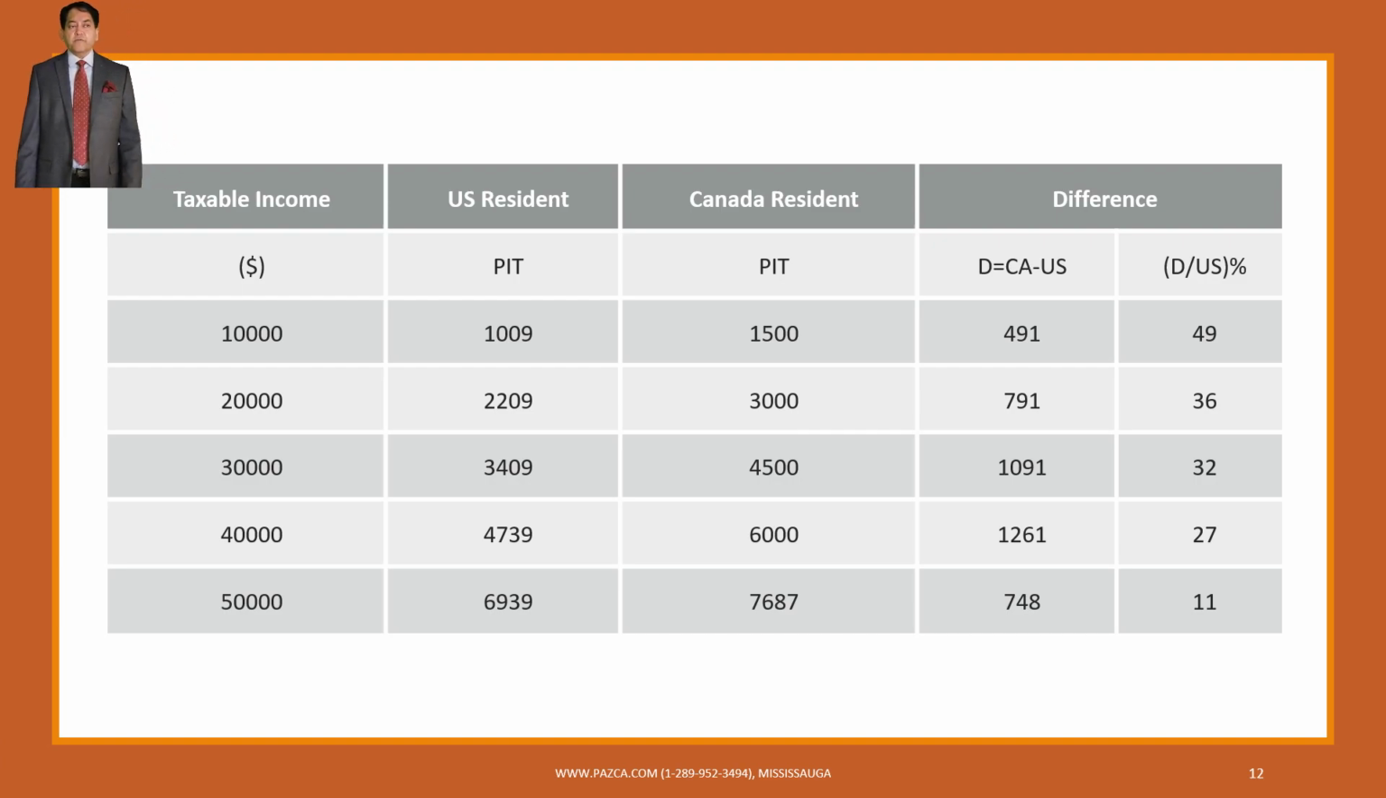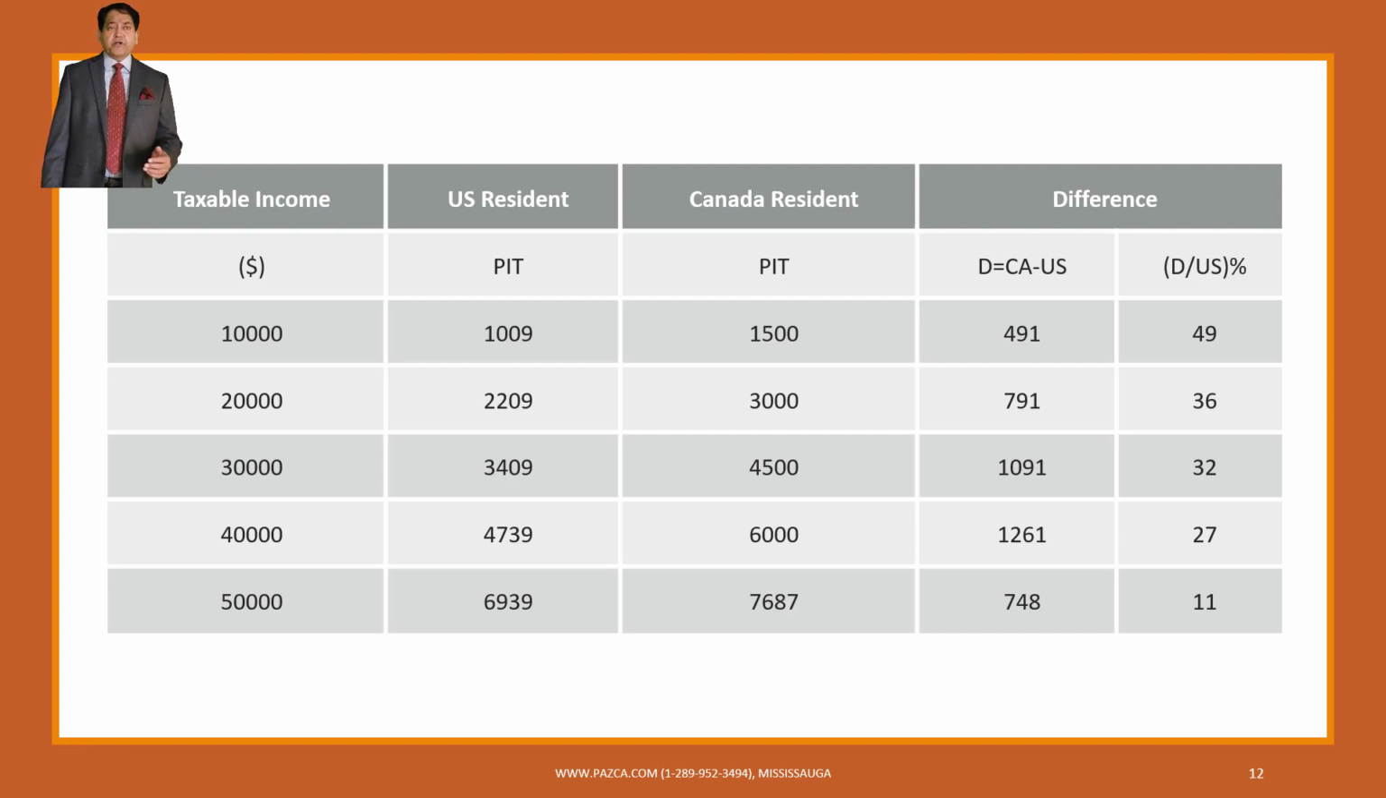So if you look at some of these statistics, for example, anyone who is earning $10,000 has to pay federal tax of $1,000 in the US, while $1,500 in Canada. So it means the Canadian is going to pay additional tax of $500, and this comes to approximately 49% if you look at the last column under the heading difference. Detailed calculations are not shown, but just for simplicity, you need to focus on these figures.